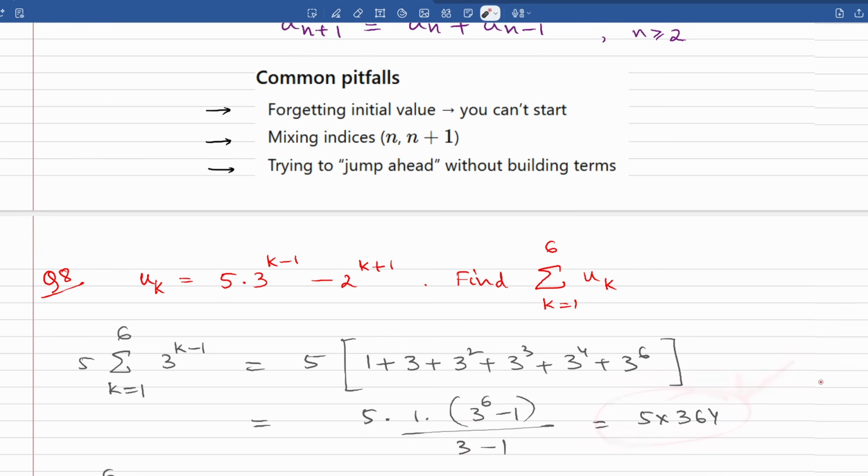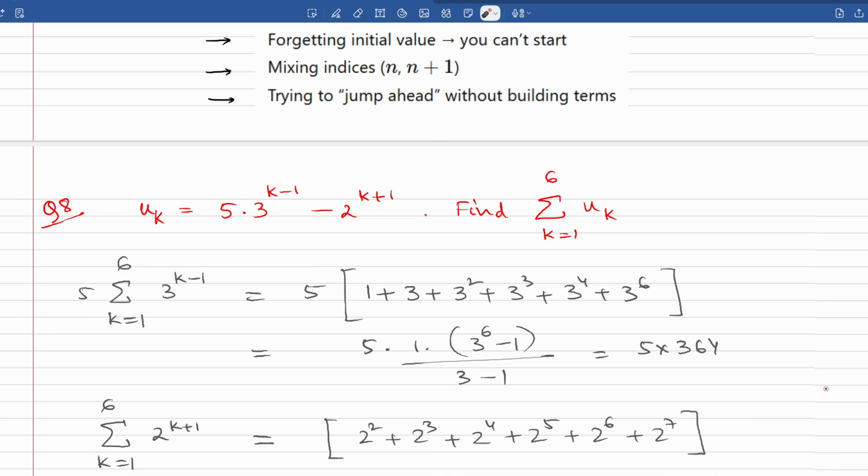Do not calculate this yet. Keep it as it is. We will check if we could simplify it while adding. Otherwise, brute force multiplication is always on the cards.